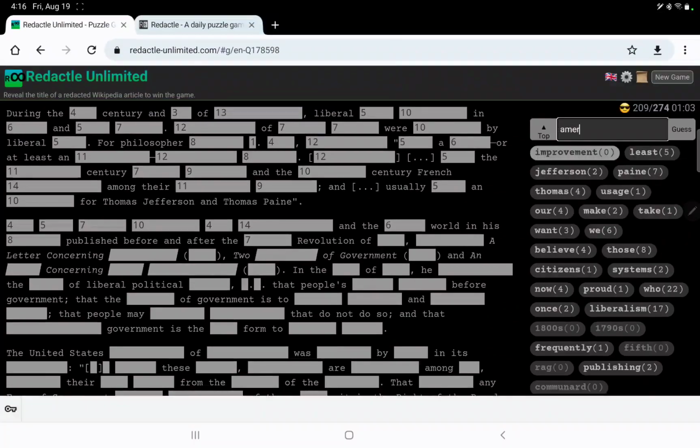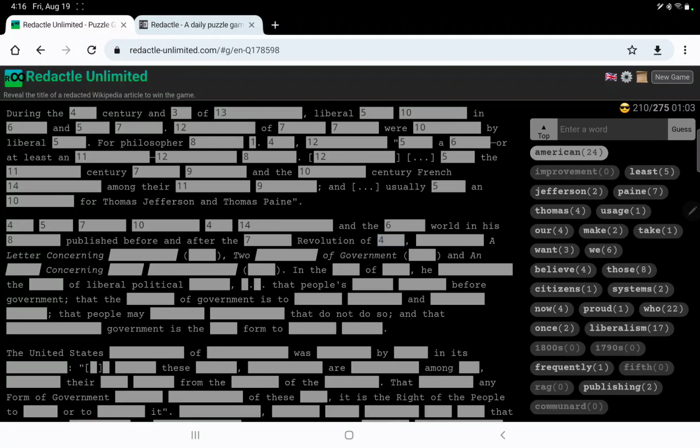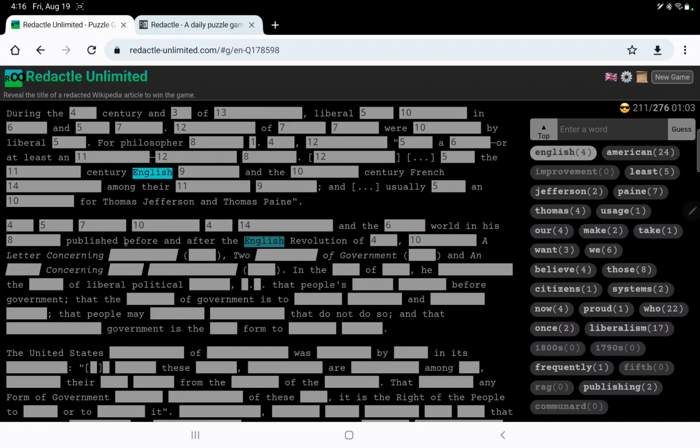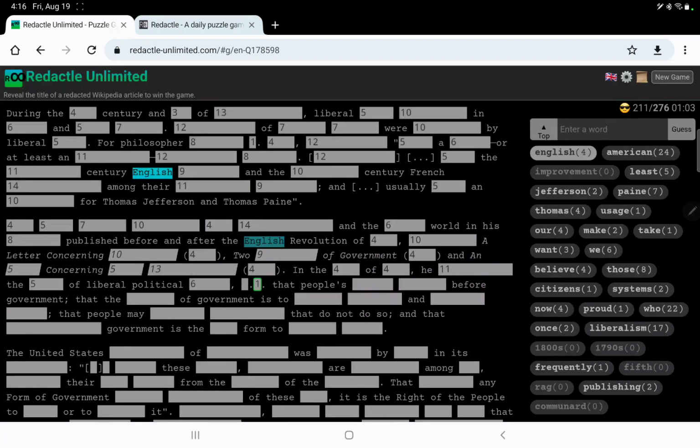Published before and after the, no, American is 8 letters, before and after the something revolution of 4. Not the English. Oh, it is the English Revolution. Okay. 10, a letter concerning 10, to something of government, and an something concerning 513. He something, the something. So this must be IE.